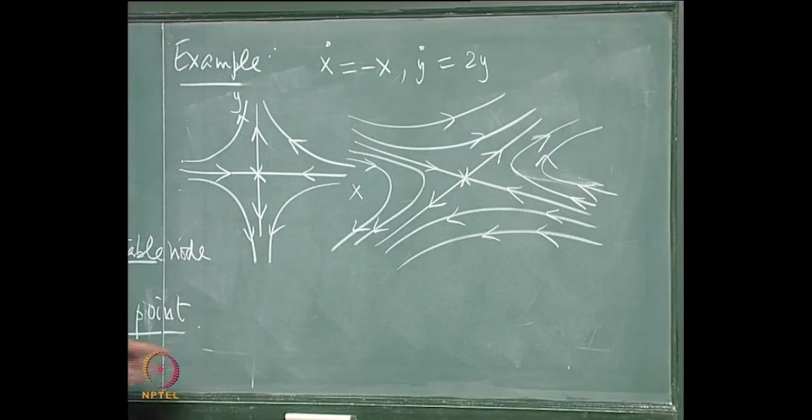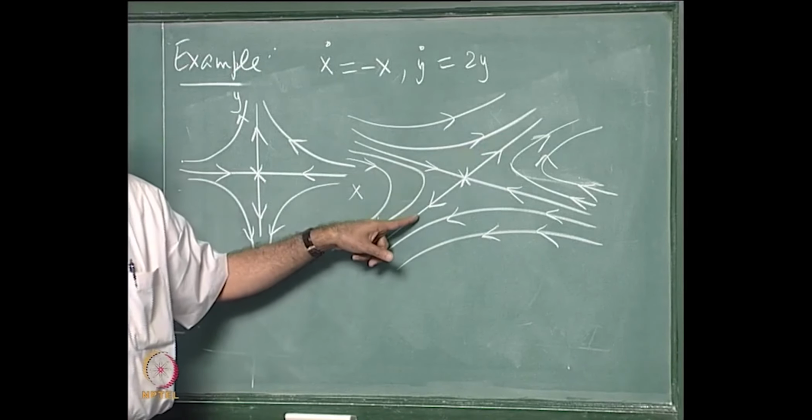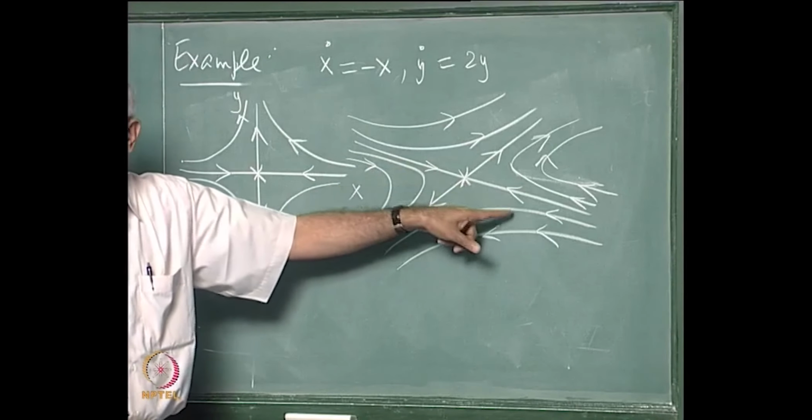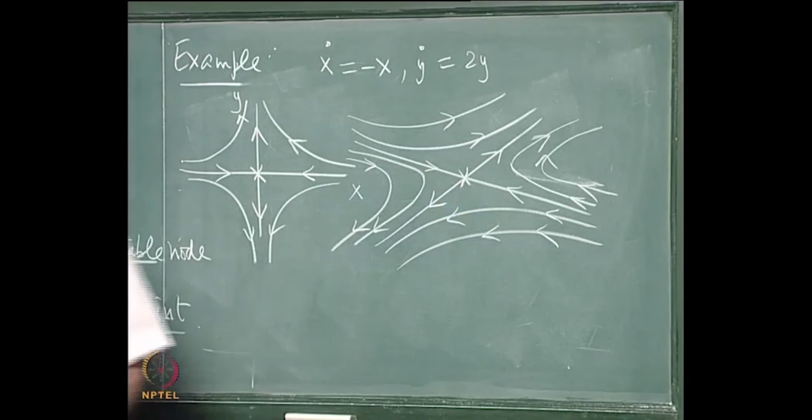It is natural to call this the unstable direction and this the stable direction associated with this saddle point. We will say much more about this as we go along. So that is what a general flow near a saddle point looks like.